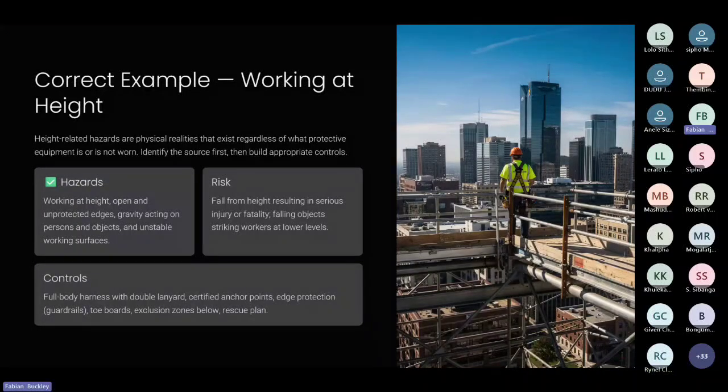Because why? They went straight for PPE. So they put PPE first on the controls, and then they went for certified anchor points, edge protection, guardrails, toe boards, exclusion zones below, and rescue plan.